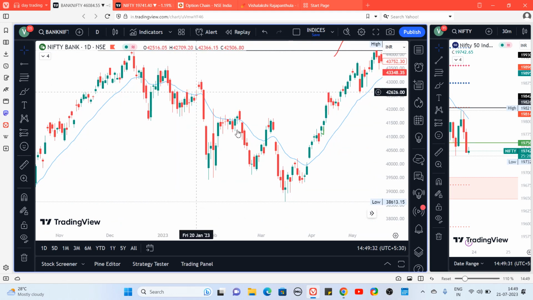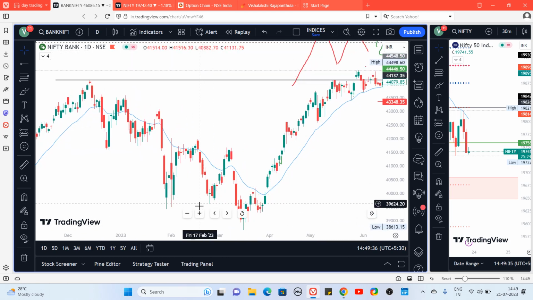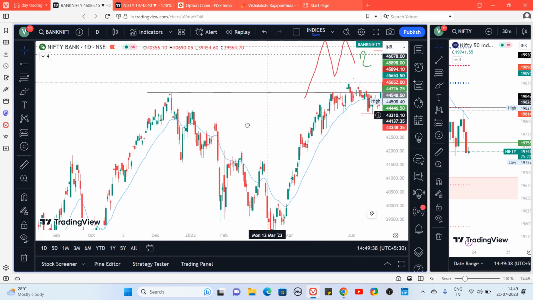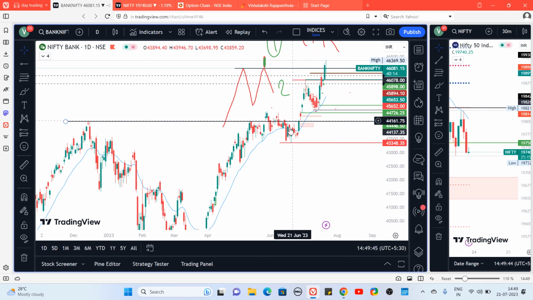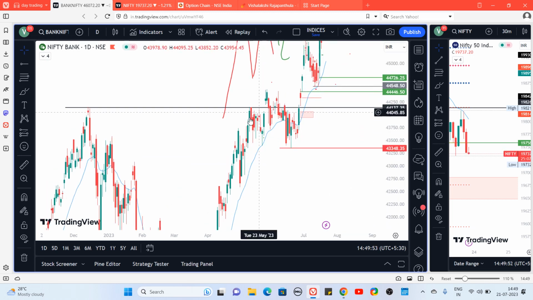pullback happened here. Suddenly it took support here, and the price goes till the all-time high, and there is a lot of consolidation happened here. See, this is called the consolidation, and once the consolidation is over, at this point, see, there is a lot of consolidation. It took support at the 20 EMA, and it has the breakout here in the form of the gap up.